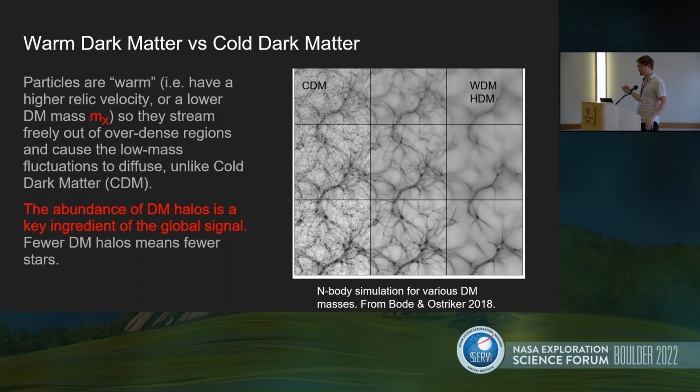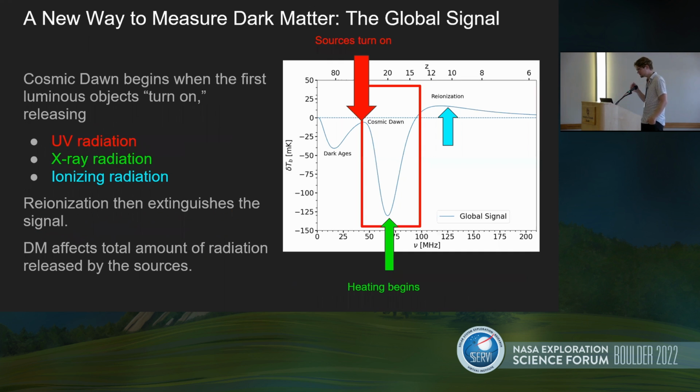The smallest halos, we think, are going to be very, very important for the first stars forming in the galaxies, which will affect the global signal. And so the number of these small halos is a key ingredient for measuring how much light is going to be produced by the early universe, and thus the exact shape of the global 21 centimeter signal.